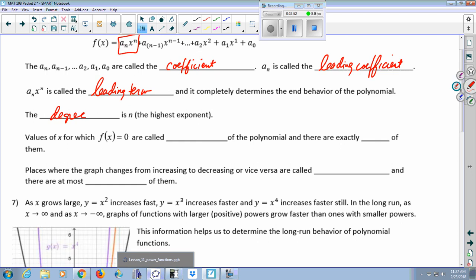Values of x for which f of x equals 0 are called zeros, right? They're the value of x that makes your function 0. Zeros, and there's also another name for it that your book also brings up. It's called the root of your function. That's just another name. You can spell zeroes with ES as well. I think it's both acceptable.